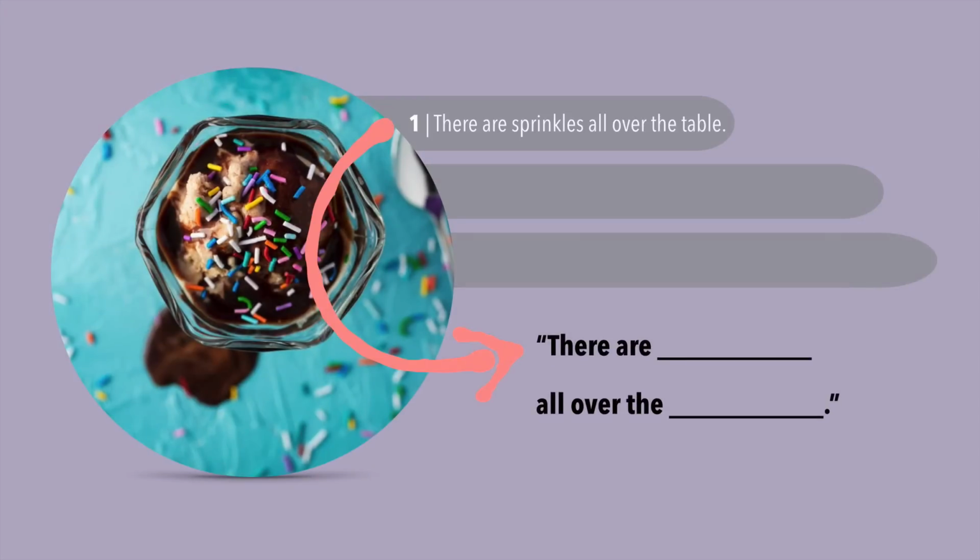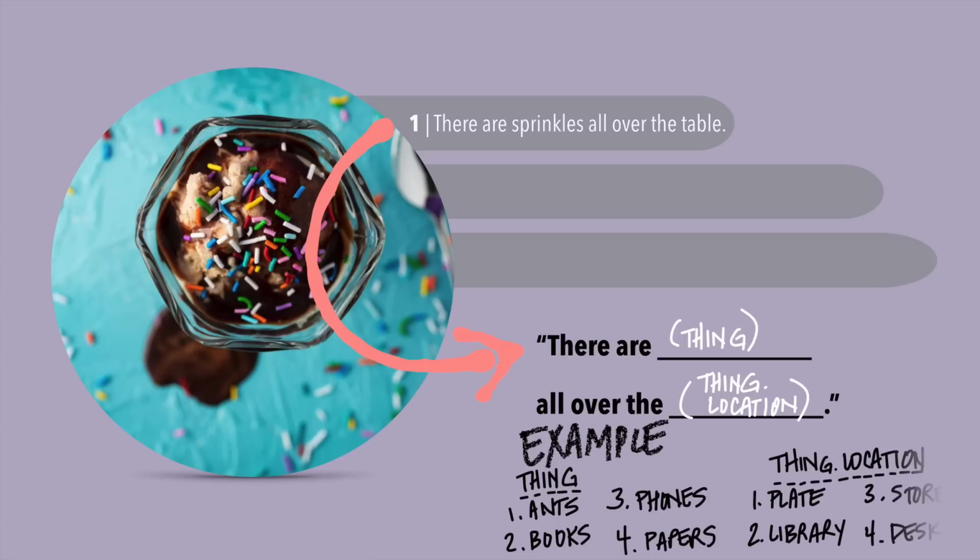There are sprinkles all over the table. So again, our pattern is there are, and then a thing, all over, and then a thing or a location. All right. So again, my examples, here we go. For the first thing, I have either ants, books, phones, or papers. And then for the second thing or location, I have plate, library, store, or desk. Again, I chose them randomly, but the sentences I can make with these words are great. Here we go. Number 3, there are phones all over the store.